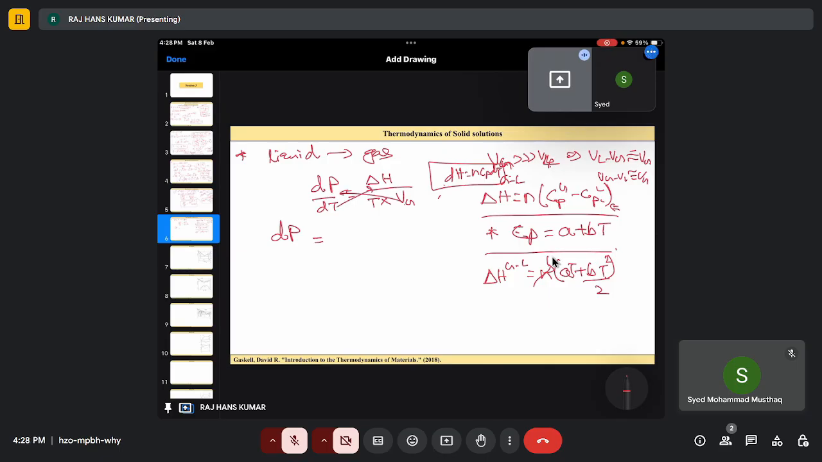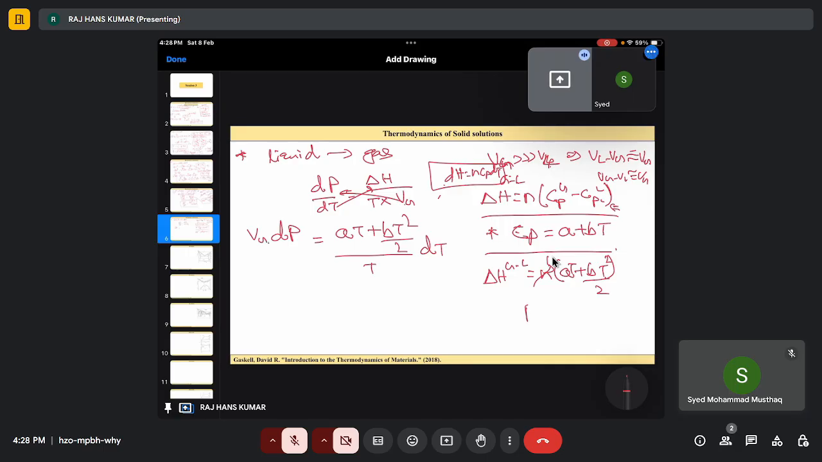So dP equals to, now what is delta H? Delta H is AT plus BT squared by 2, divided by T times dT. Now what is V? Which is Vg. So what is V? We know the ideal gas law.